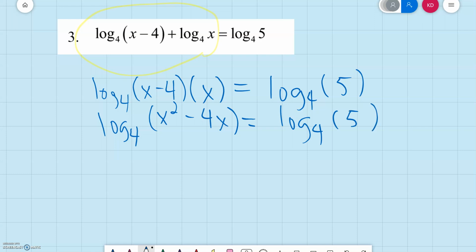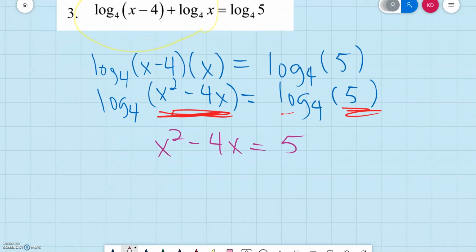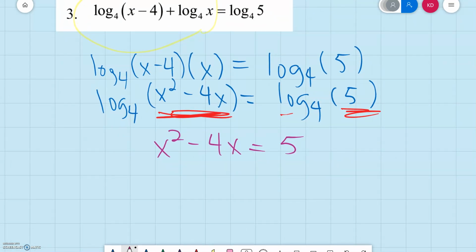Since we have now just a single log equals a single log in the same base, that means that these values are now equal to each other. So I can write the equation to solve as x squared minus 4x is equal to 5. And we can see that that is a quadratic, which means that we need to set that equal to 0. So I'm going to subtract 5 and get that set equal to 0.